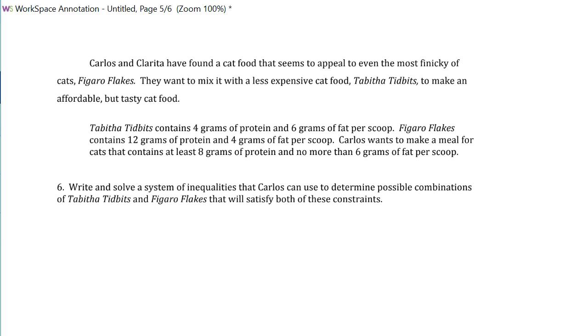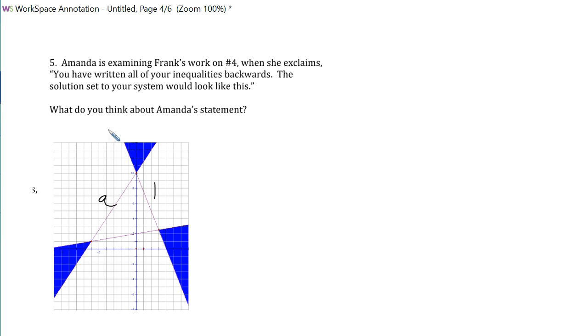Now, Amanda is examining Frank's work, and she explains, you've written all of your inequalities backwards. The solution set to the system would look like this. So they're saying, what if it was above A, above B, and below C? Would those be the answers? No, no, no, no. There would be no solutions if you reverse the signs because these sections do not overlap. So meaning this point might work for 2 of the equations, but it doesn't work for the 3rd equation. So that is not a true statement by Amanda. Nice try, but you're wrong.